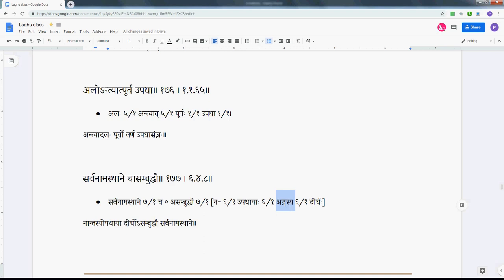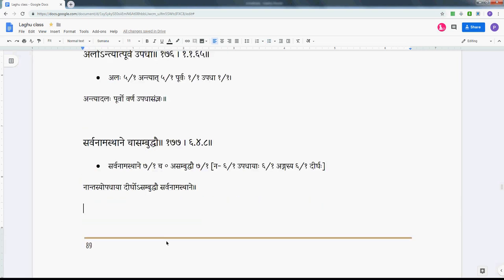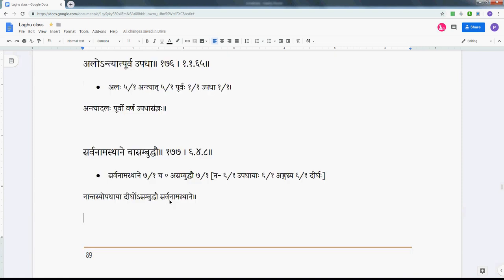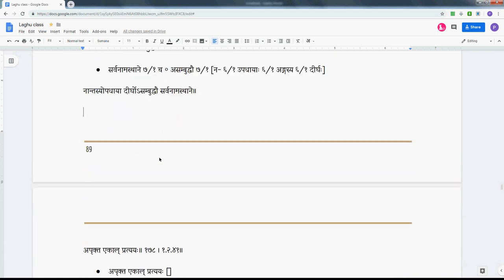Upadhayaha angasya dirgha bhavati, upadhayaha dirgha bhavati natu angasya. So nantasya upadhayaha dirgha asambuddhau sarvanamasthane. So in sarvanamasthana, sudanapumsakasya, you will get the other adeshas, and thereby upadha will just get dirgha. I'll just stop here by deriving sakhan, we'll do the rest. Because there are more sutras, we will not have landed.